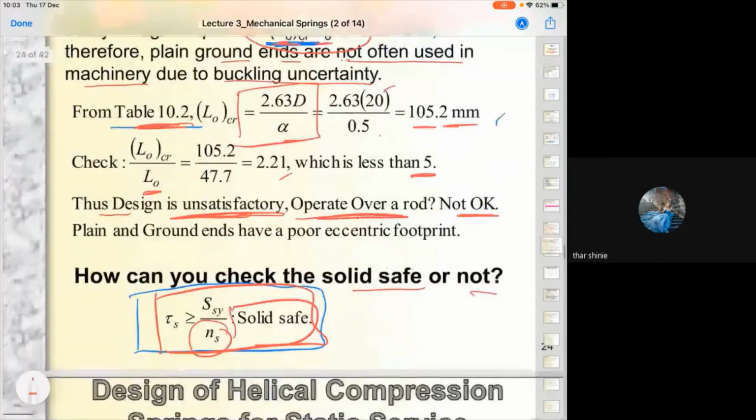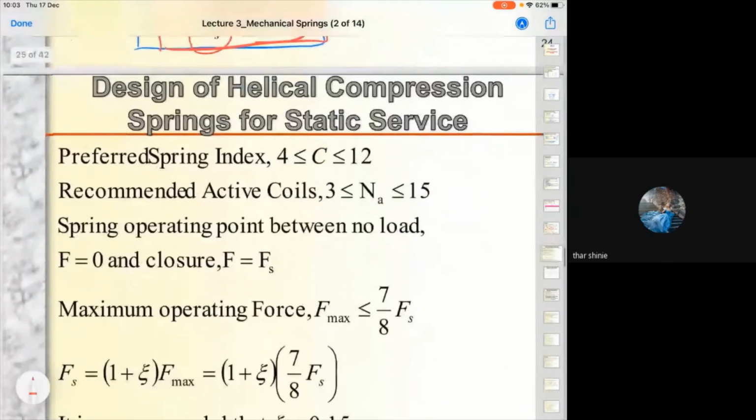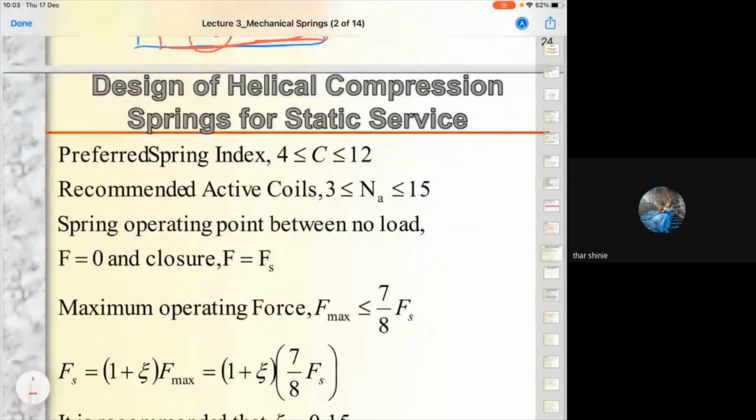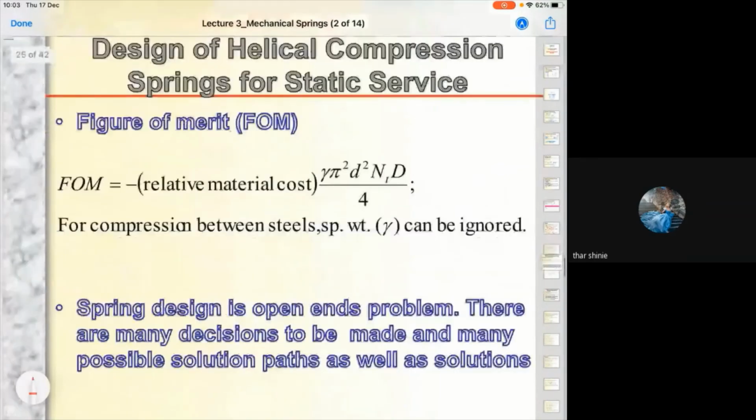So, all right. I want you to continue with the slide. We will talk about design of helical compression spring next week on Tuesday. Then we finish this.